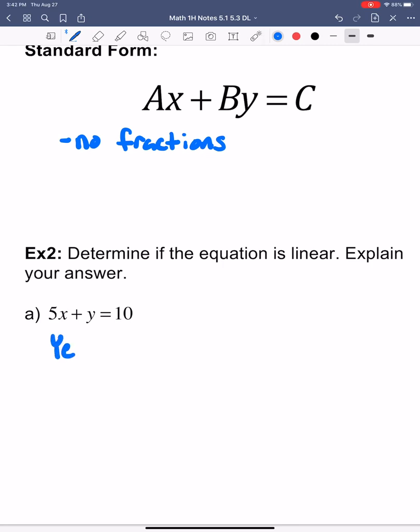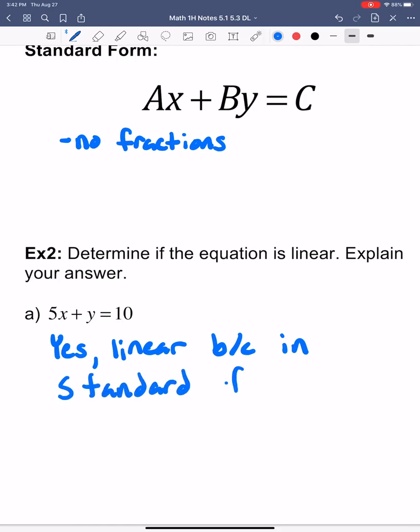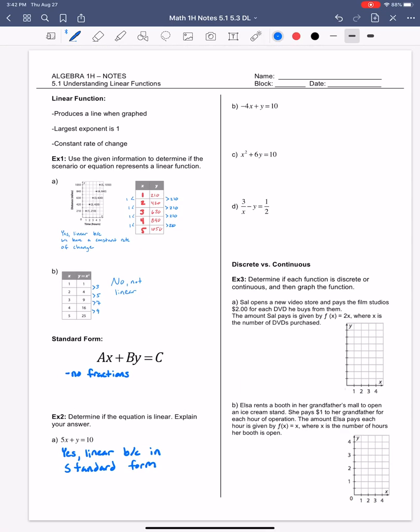Yes, linear, because it's in standard form. Okay. Let's check out another one here.